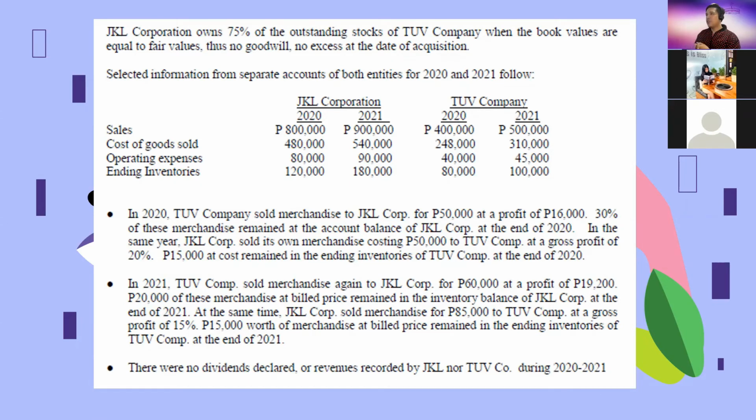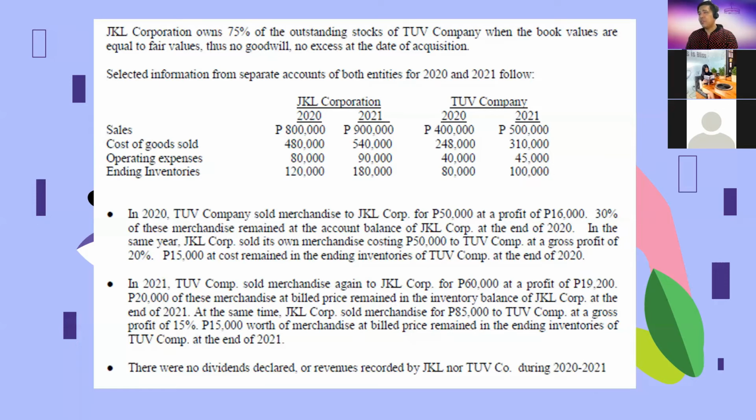JKL Corporation owns 75% of the outstanding stocks of TUV company. When the book values are equal to fair values, thus no goodwill, no excess at the date of acquisition. So, si JKL Corporation is the parent, the acquirer, owns 75% of the outstanding stocks of TUV company. TUV company is the subsidiary, the acquired company, or the acquiree. So, ayan na. Paulit-ulit na.